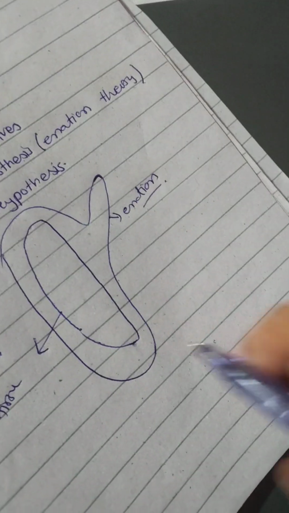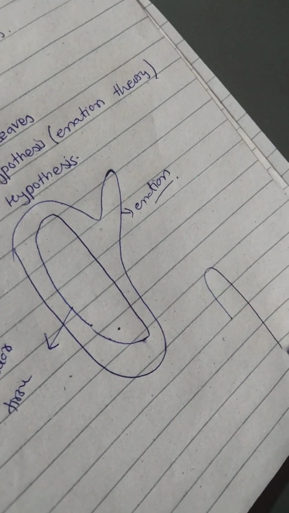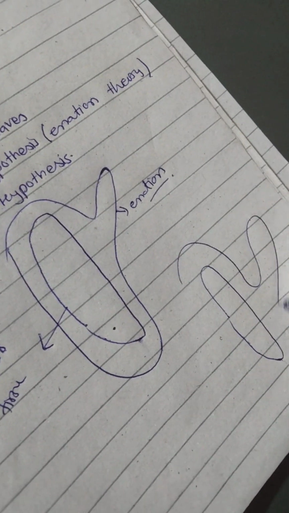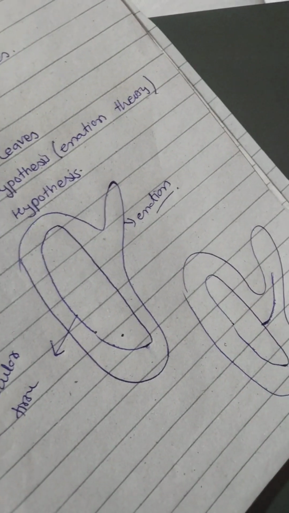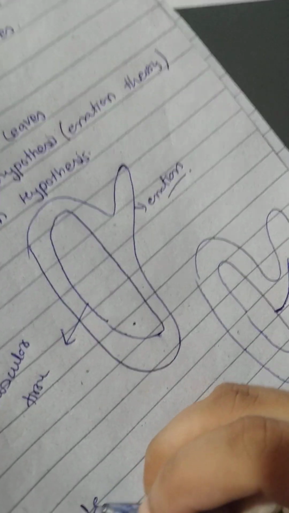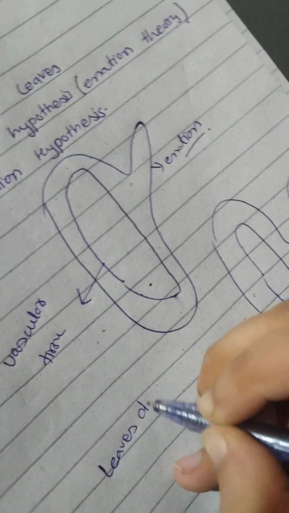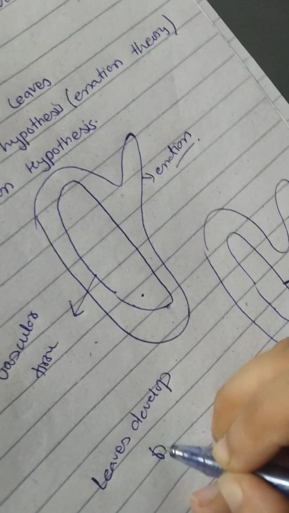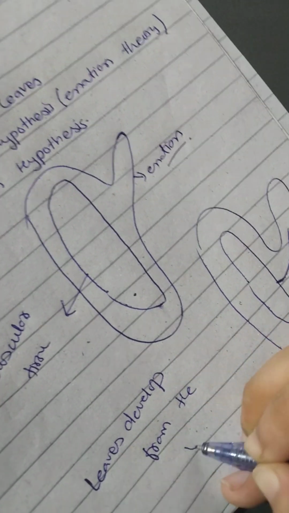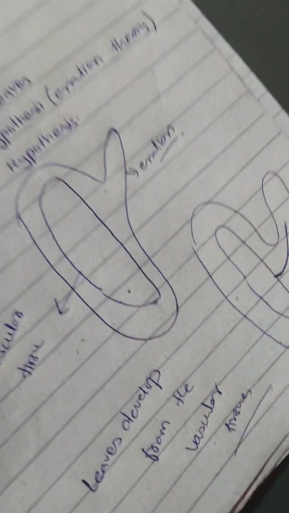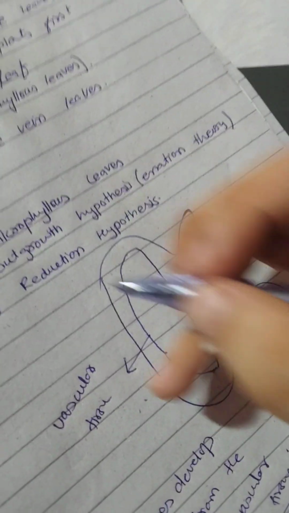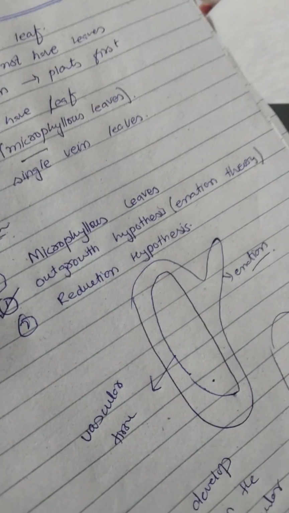Basically, what happened is that from these vascular tissues, the leaves develop. So the leaves develop from the vascular tissues. This hypothesis is known as the outgrowth hypothesis, right?